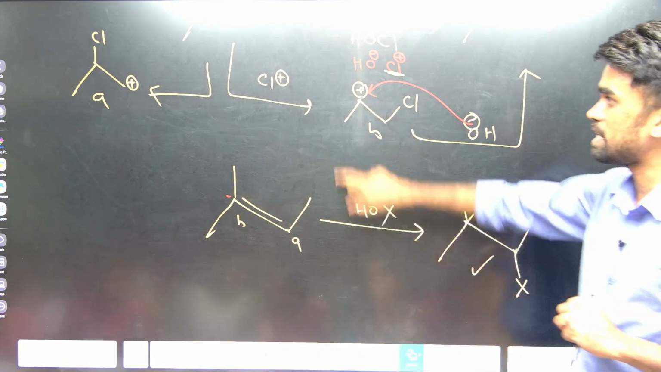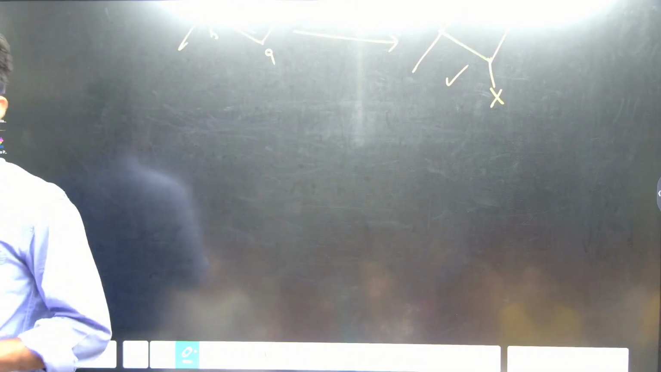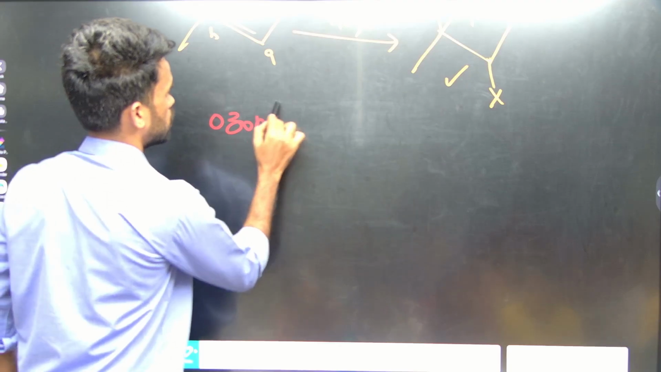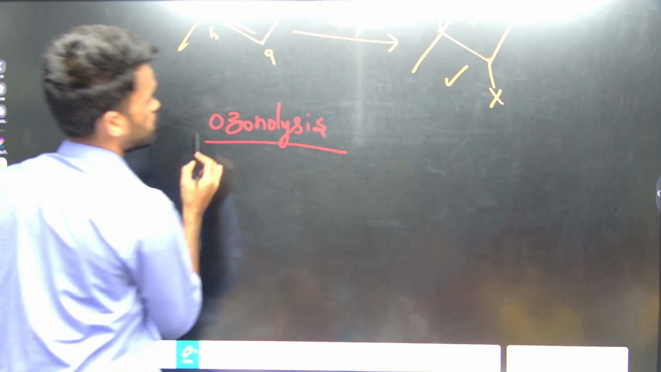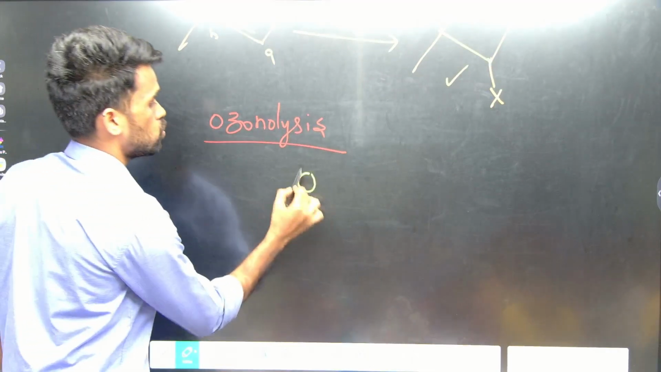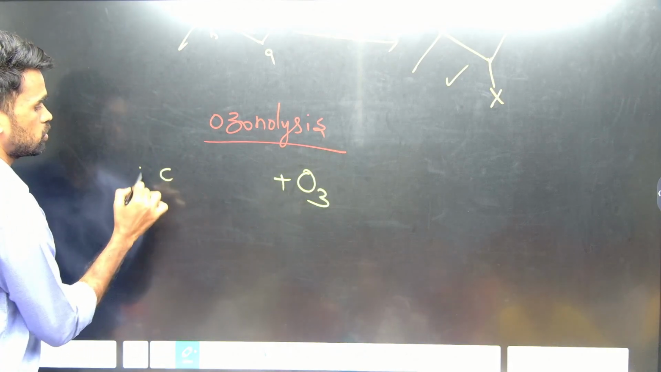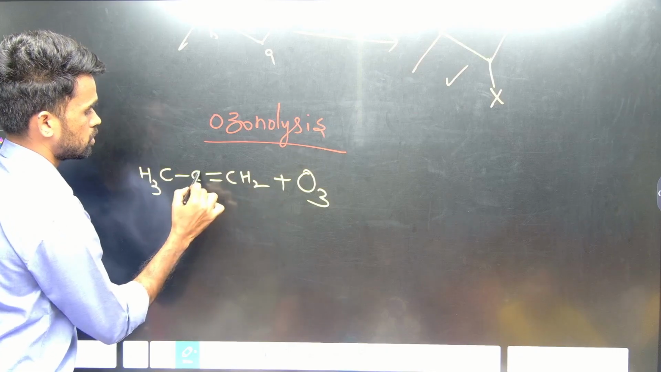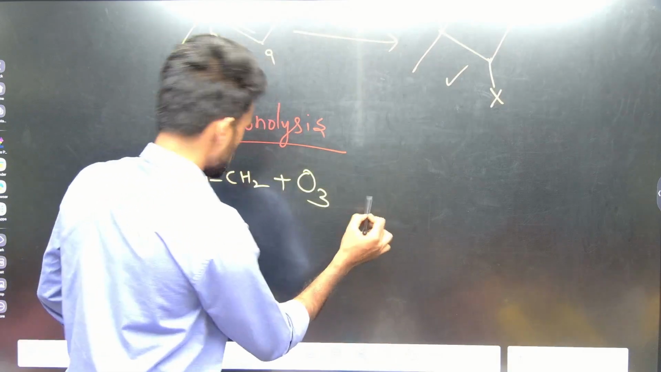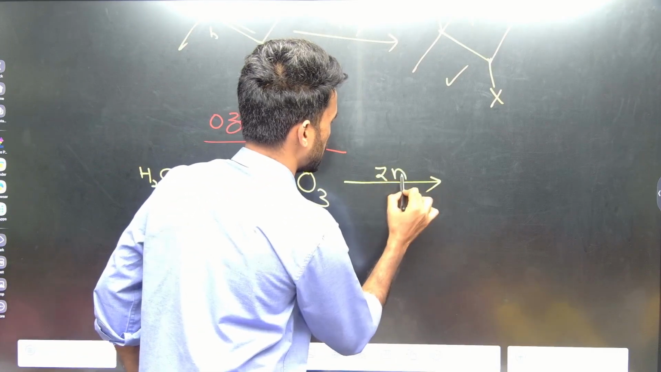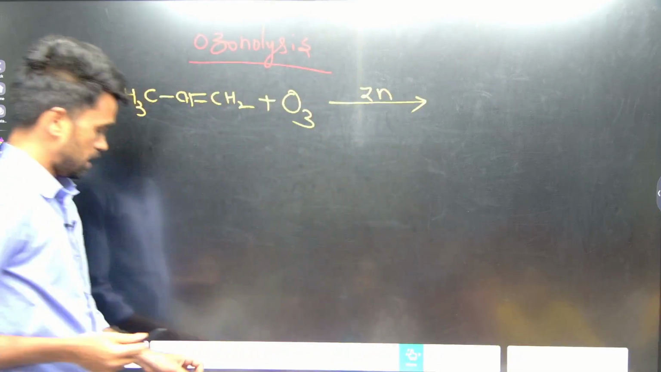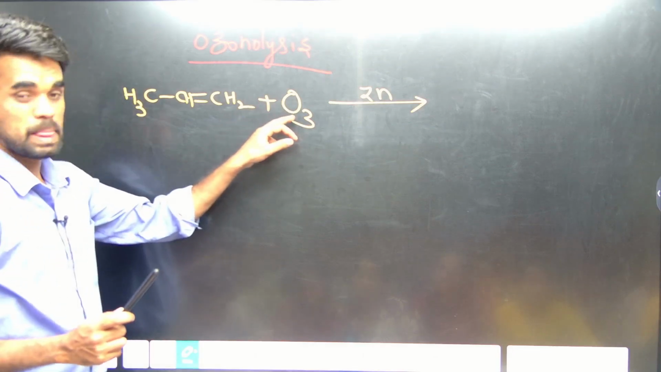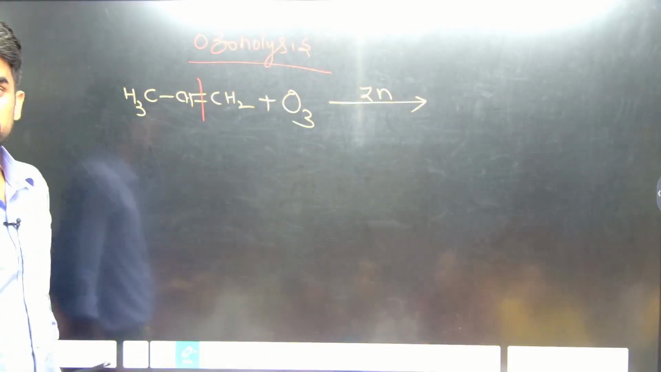Okay, next reaction is, listen to this, ozonolysis. It means what we are doing? We are adding ozone to alkene. So this is very simple. Just follow me what I am saying. If alkene is given, ozone is given, just break this double bond.